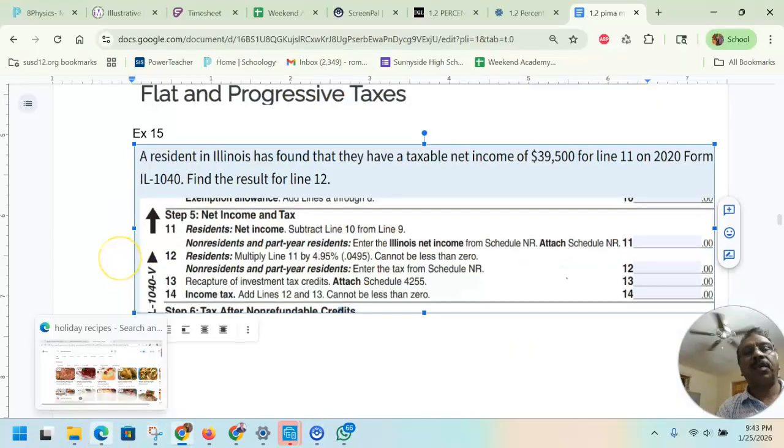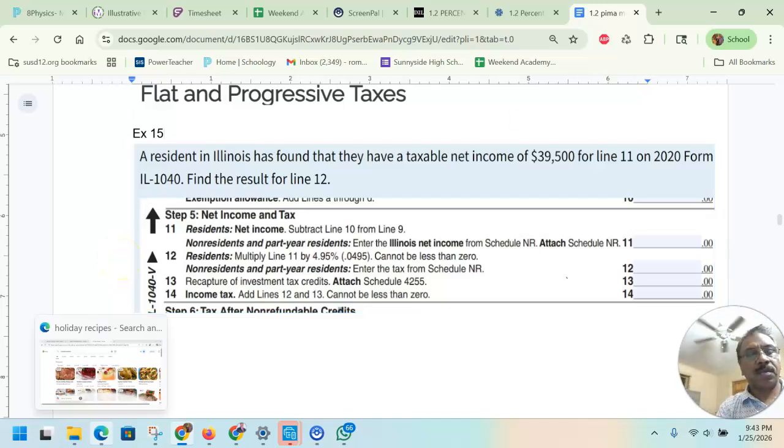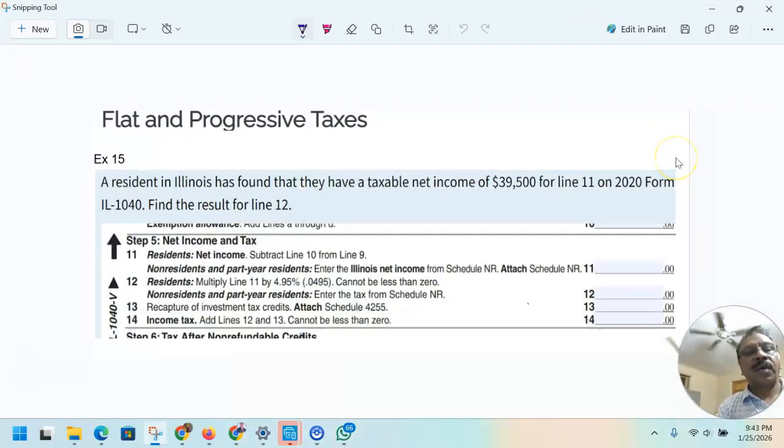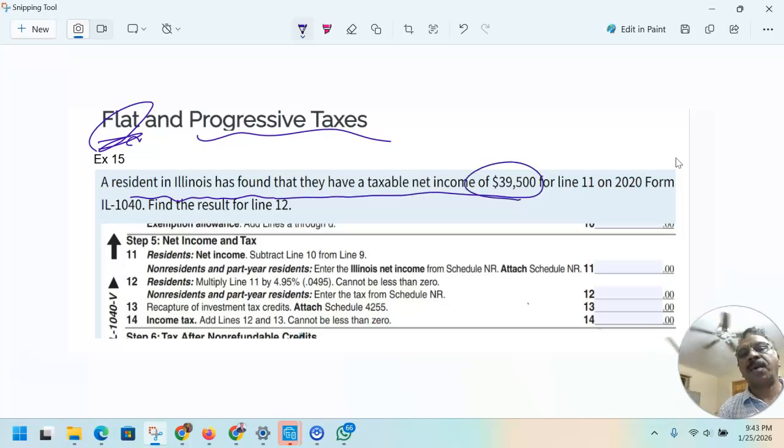So this question is about, let me pull this. This question is asking, let's check the flat rate and there's a progressive rate, okay? A resident in Illinois has found that they have a taxable income, this part, and you should go in line 11, and you can see this is line 11. So this will be 39,500. And the question is, find the result in line 12. So you want to know what goes here, right?